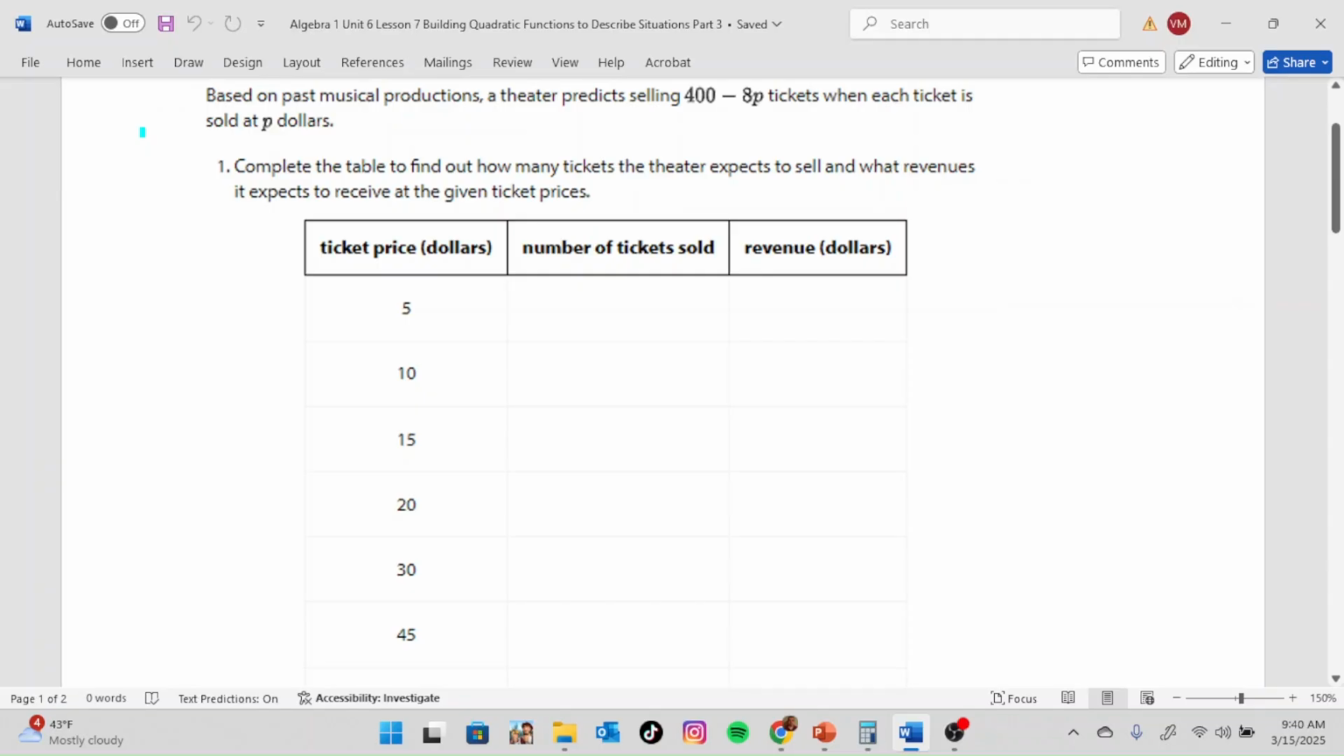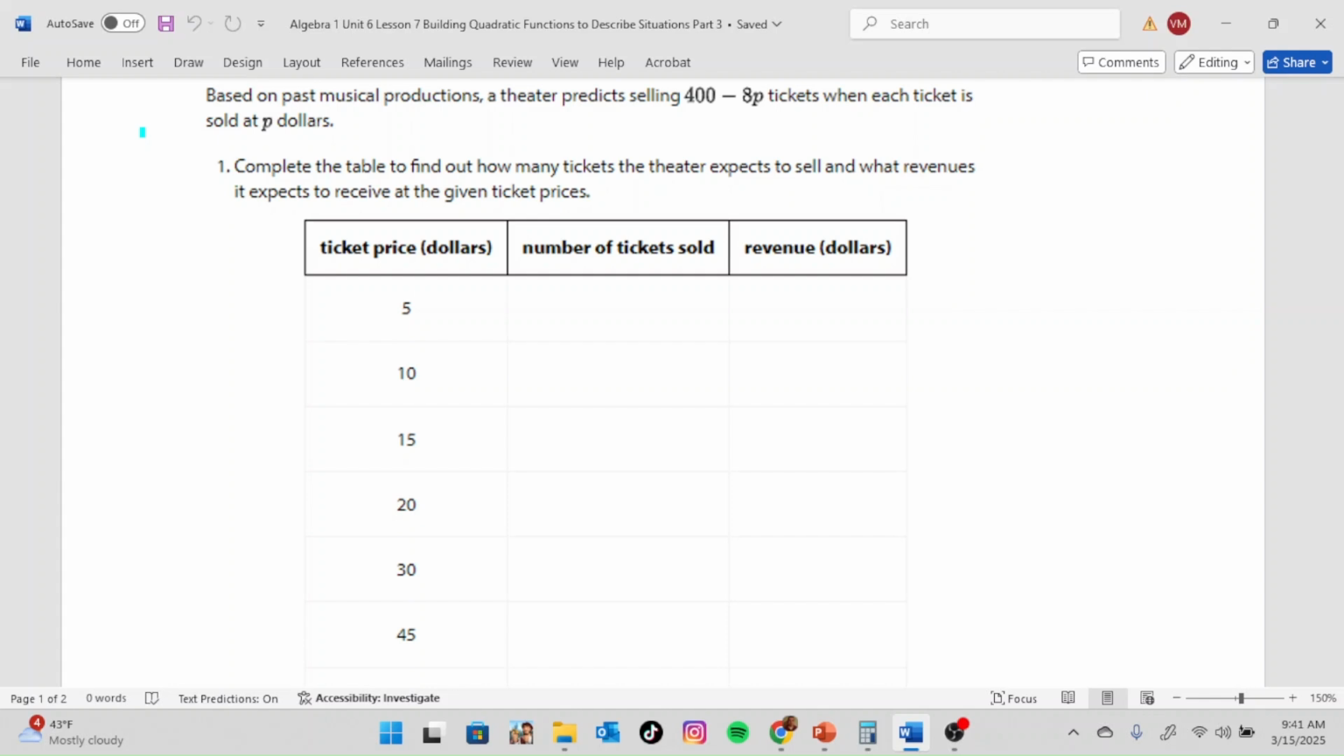Our first practice problem says, based on past musical productions, a theater predicts selling 400 minus 8 times p tickets when each ticket is sold at p dollars. Number 1, complete the table to find out how many tickets the theater expects to sell and what revenues it expects to receive at the given ticket prices.